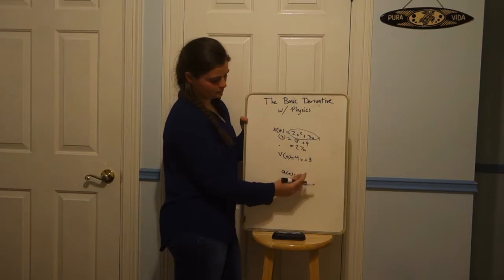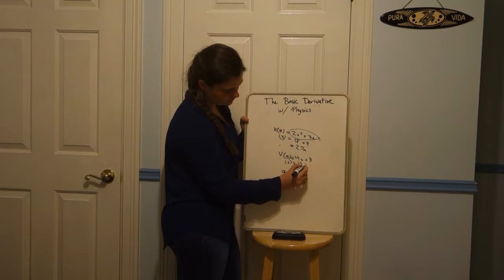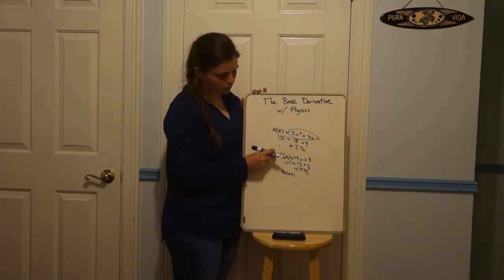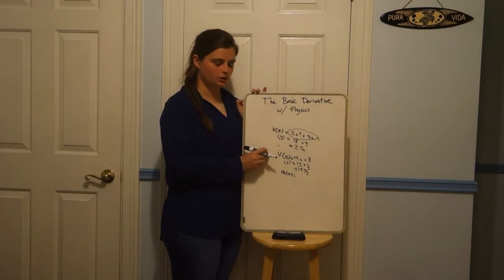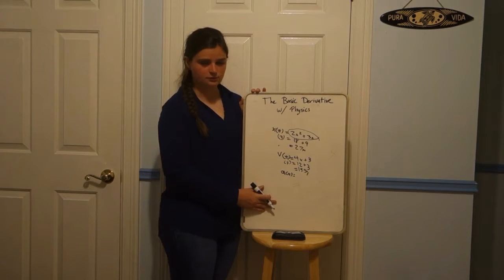So 4x plus 3. And then you can plug in 3 again, making it 12 plus 3, or 15 meters per second. So you can tell based off of the first position equation how fast and what direction he will be going at 3 seconds. So 15 meters per second in a positive direction.